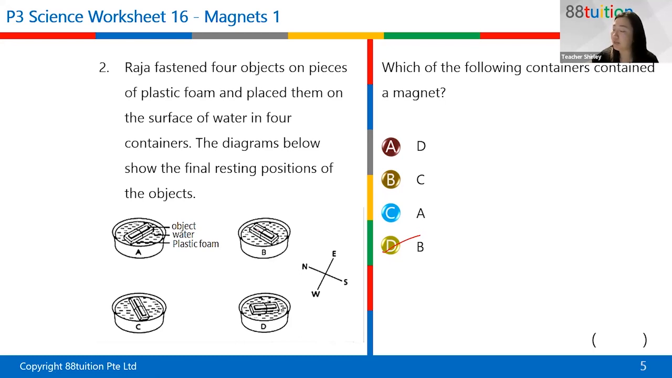Because remember, when it's a freely suspended magnet, or if you were to put it floating on water, the final resting position is definitely a north-south direction. So this one seems like it's pointing north and south. So the answer is D. Yeah.